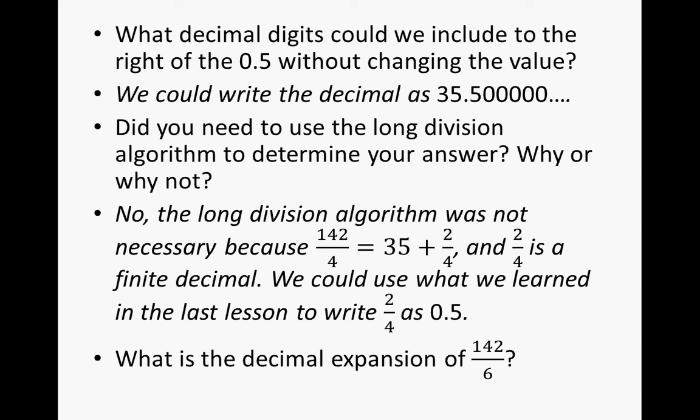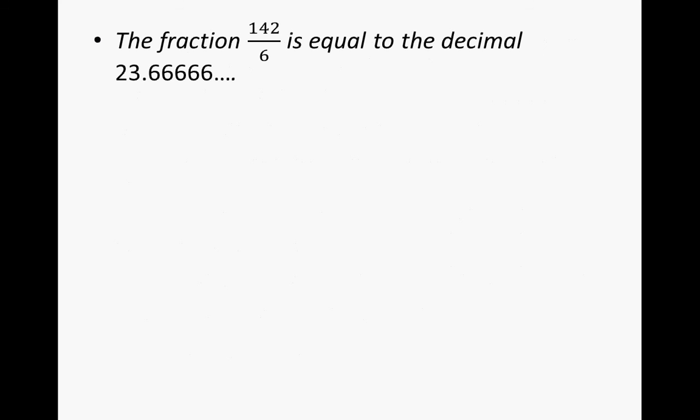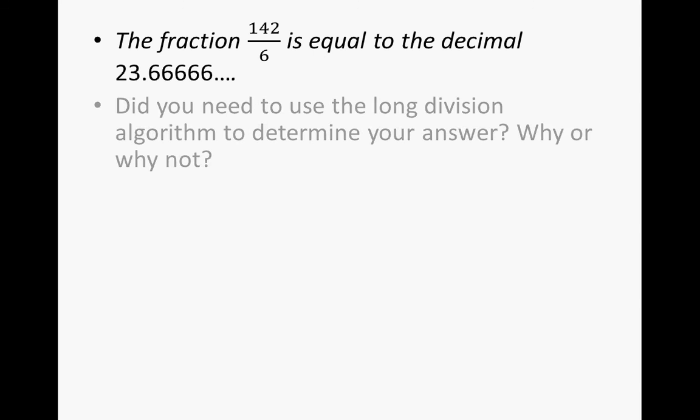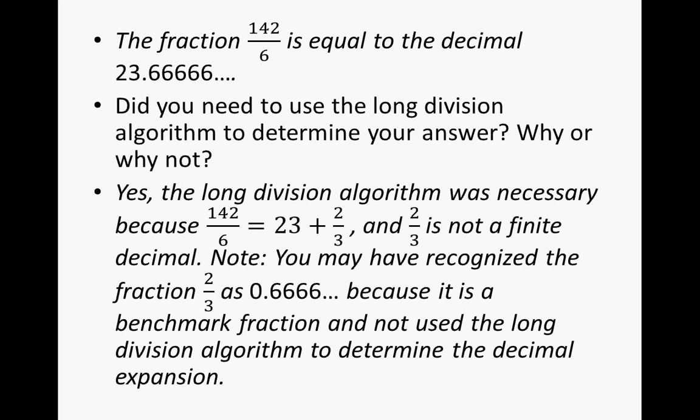So what is the decimal expansion of 142 over 6? Well, the fraction 142 over 6 is equal to the decimal 23.6 repeating. Did you need to use the long division algorithm to determine your answer? Why or why not? Well, yes, the long division algorithm was necessary because 142 over 6 is equal to 23 plus 2/3, and 2/3 is not a finite decimal. Note, you may have recognized the fraction 2/3 as 0.6 repeating because it is a benchmark fraction and not used the long division algorithm to determine the decimal expansion.